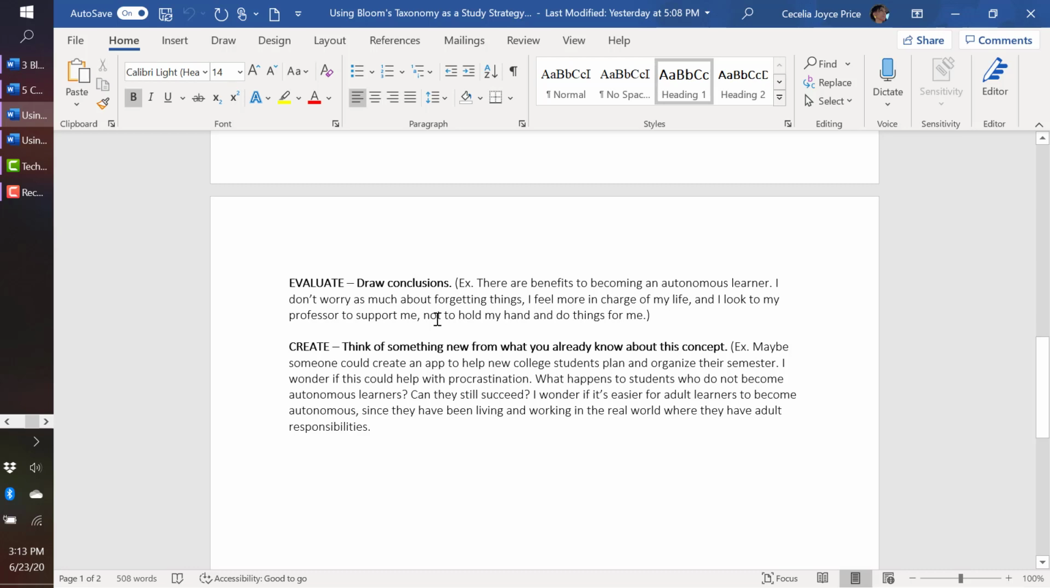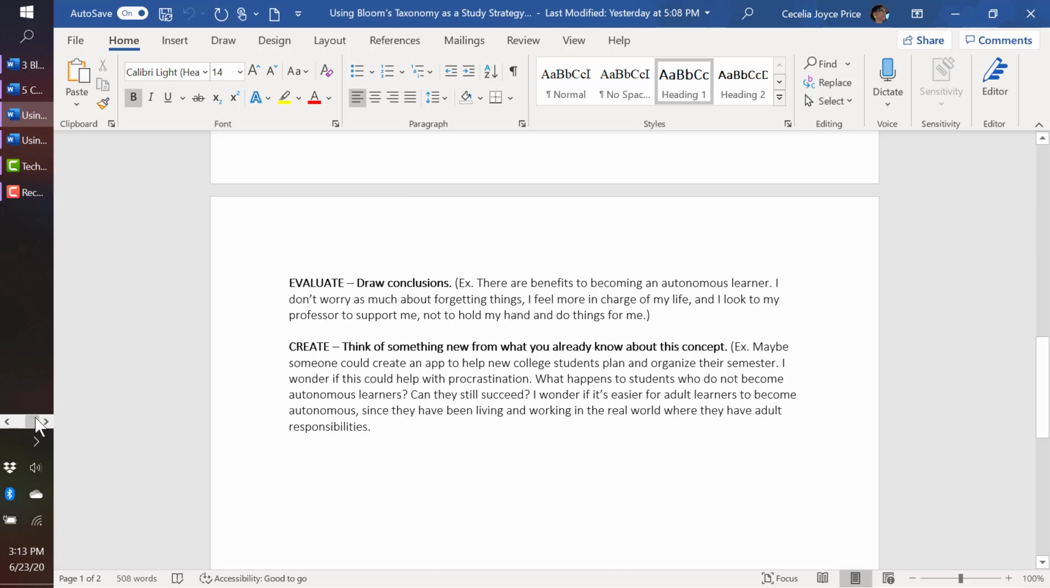And then the last level is create. You're thinking of something new using the information that you've learned and putting that with some things you already know. Okay, so maybe someone could create an app to help new college students plan and organize their semester. This is their idea, their creative idea for autonomous learning. All right, so we just finished the second example.